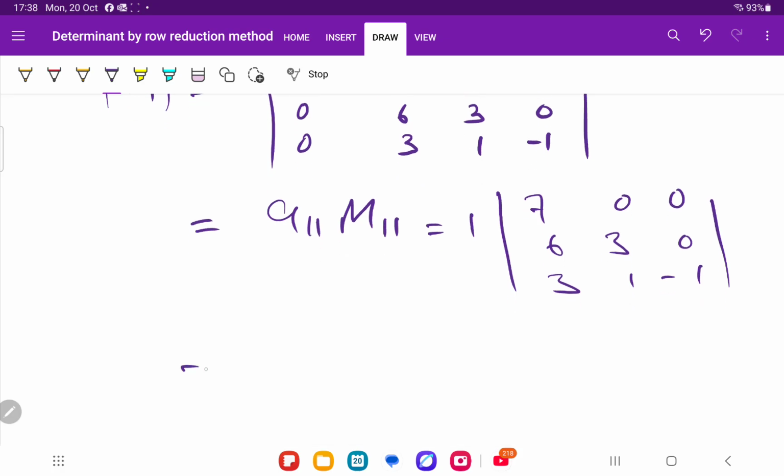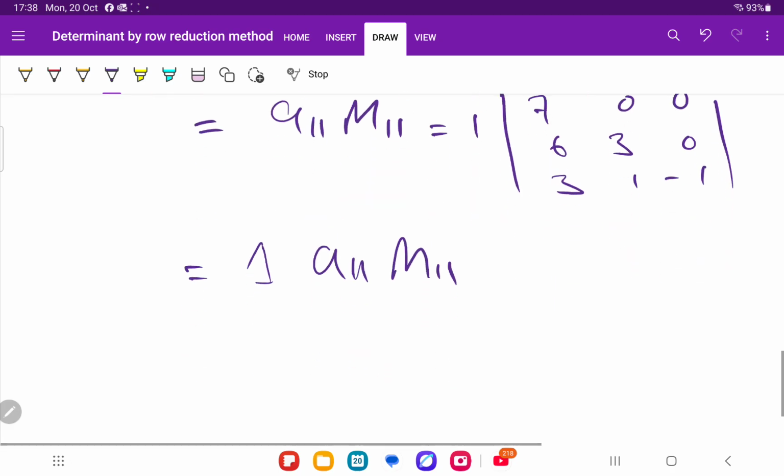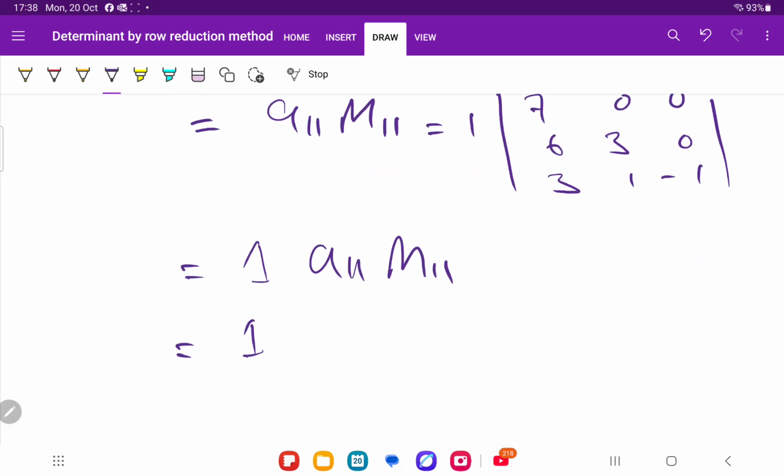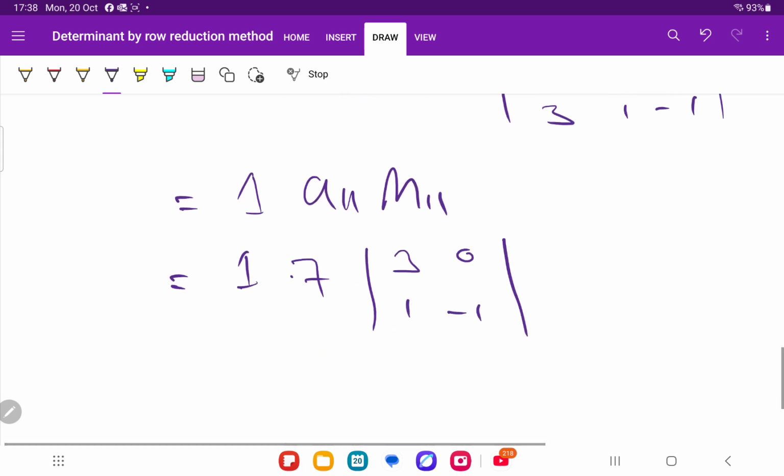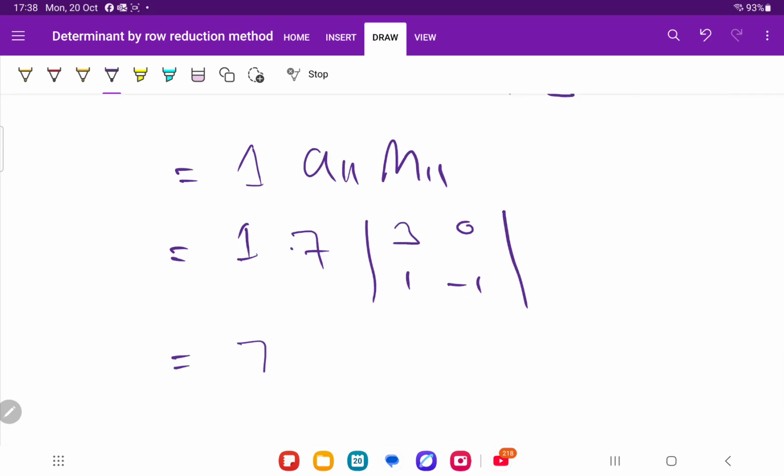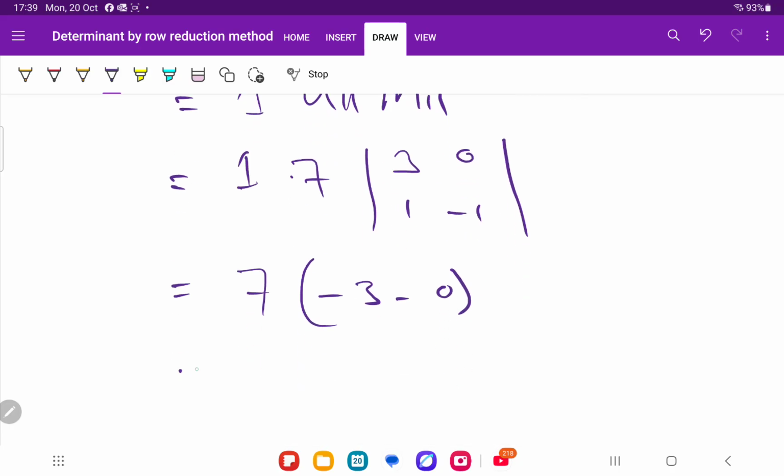And then again the leading element you can pick, A11 and M11. So your A11 is 7 and M11 is, excluding row 1 column 1, 3 0, 1 minus 1. So 1 multiplied by 7 is 7, and 3 multiplied by minus 1 is minus 3, and 1 multiplied by 0 is 0. So we are getting minus 21. That is the answer of the determinant.